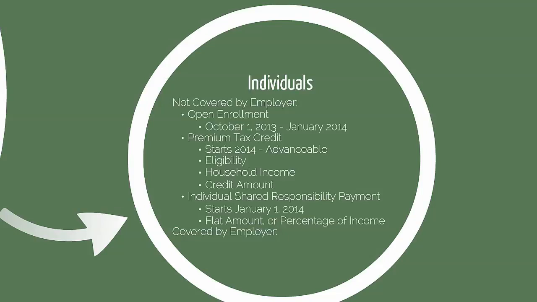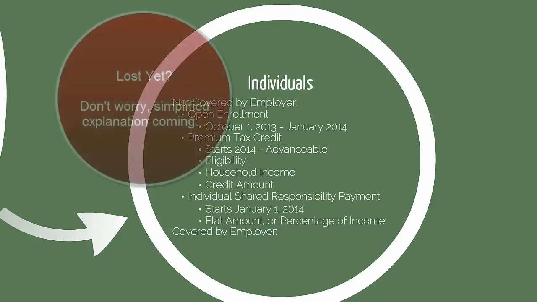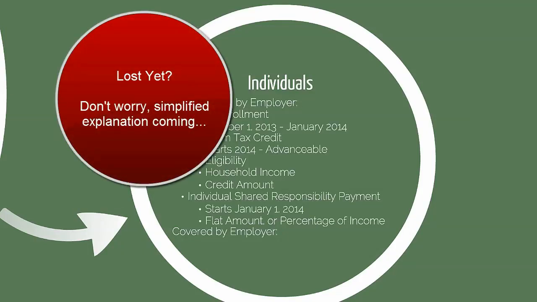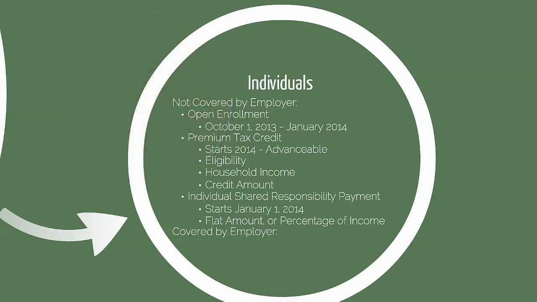The percentage of income is calculated as the excess of the taxpayer's household income over the taxpayer's federal income tax return filing threshold, multiplied by a percentage figure. The percentage figure is 1% for taxable years beginning in 2014, 2% for taxable years beginning in 2015, and 2.5% for taxable years beginning after 2015.